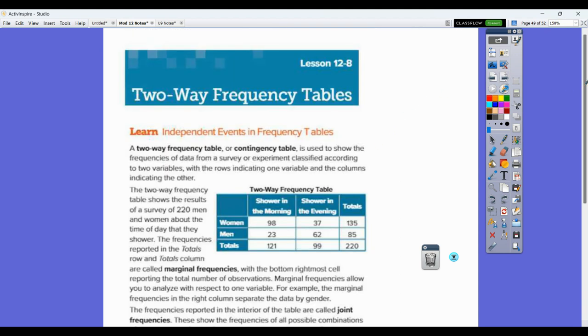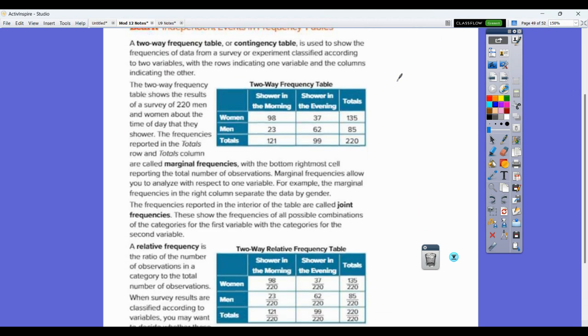Okay, so a two-way frequency table is like what we just made here, also called a contingency table. You're going to see it this way a lot more. It is used to show the frequencies of data from a survey or experiment classified according to two variables, with the rows indicating one variable and the columns indicating the other one. And it doesn't necessarily matter which one's which.